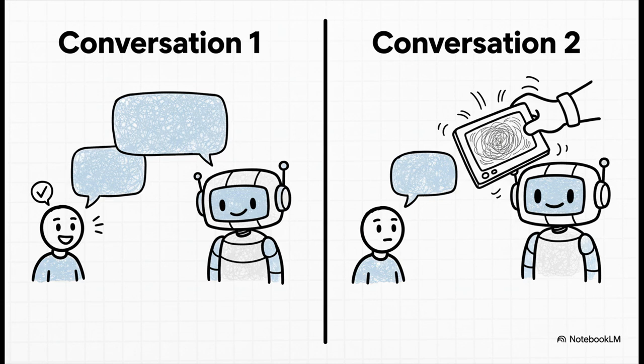Well, the answer is actually pretty simple. It's because these large language models, LLMs for short, are what we call stateless. And that's just a fancy way of saying that outside of the one single conversation you're having right now, they have zero built-in memory. None. Every single time you start a new chat, it's a completely blank slate.